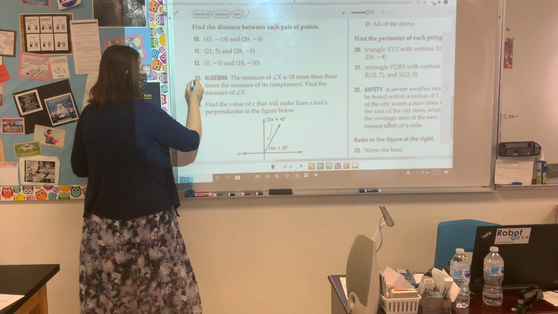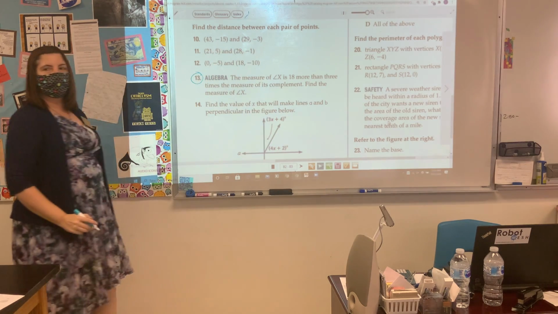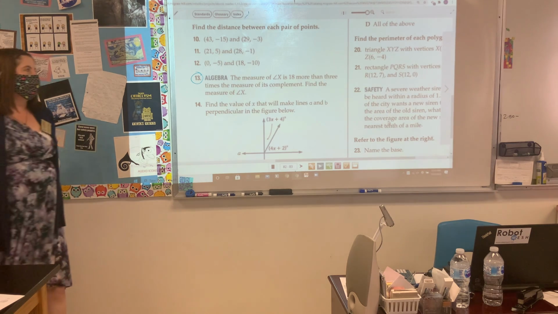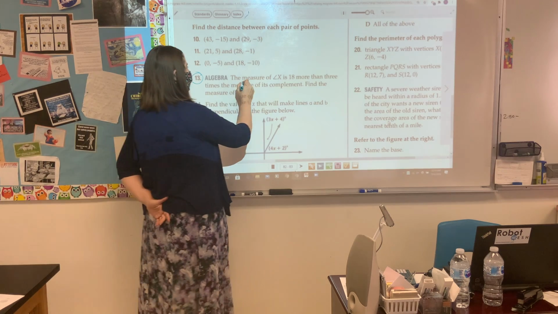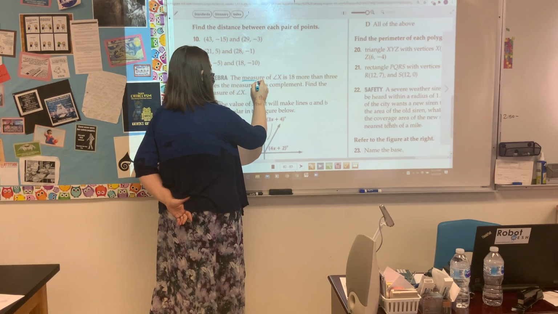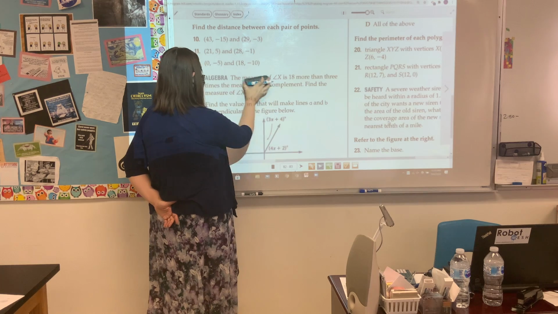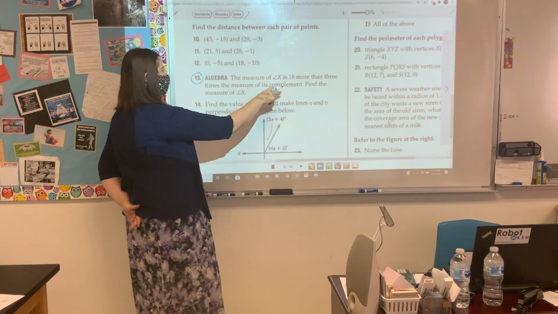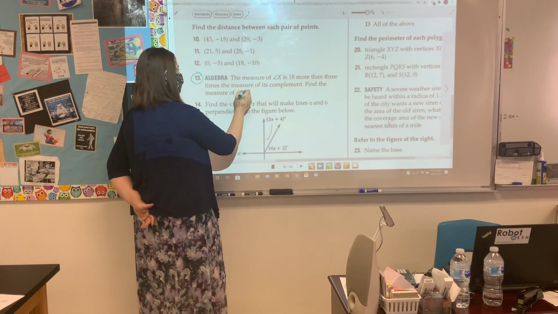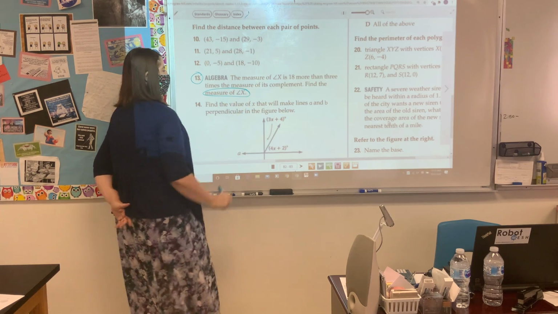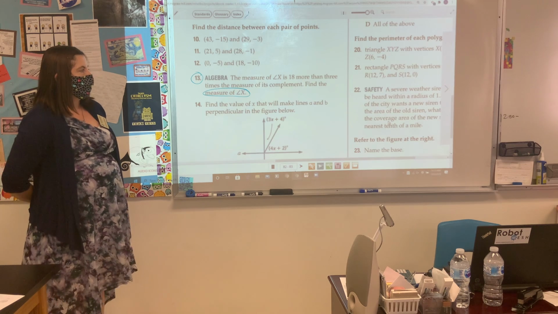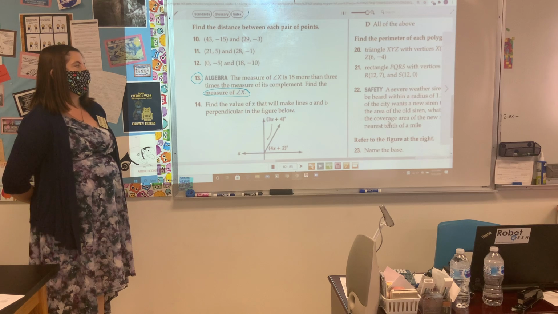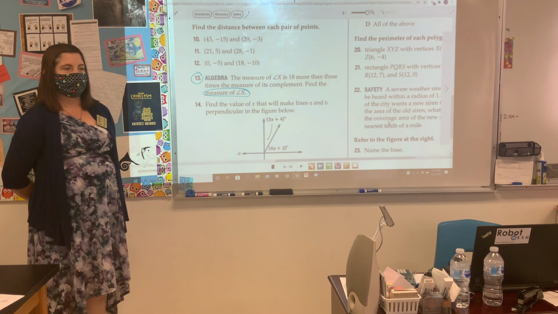Okay, now, this one, word problem. Where do we even begin? Figure out what you need. Figure out what I need. Let's see, it says the measure of angle x is 18 more than 3 times the measure of its complement. I need to find the measure of x, and then we know that it's 18 more than 3 times the measure of its complement. So where would I focus first?